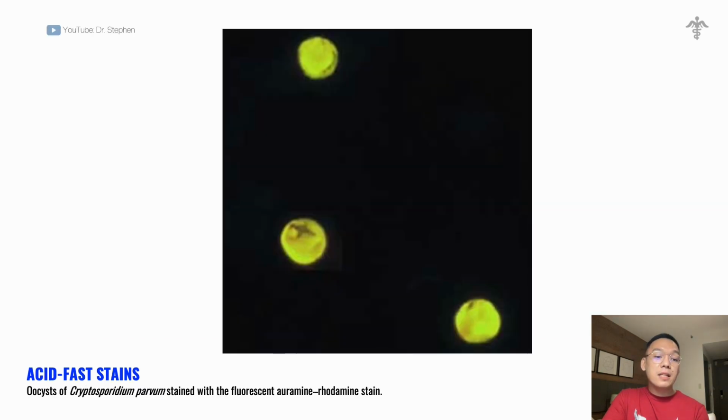This image shows another acid-fast stain, using the auramine-rhodamine stain. This is an oocyst of Cryptosporidium parvum stained with the fluorescent auramine-rhodamine stain.